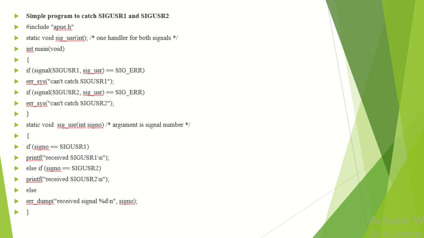When signal(SIGUSR1, sig_usr) is executing, sig_usr is the second parameter, and after that the returned value is compared to SIG_ERR. If it does not match, then it does not print can't catch SIGUSR1, and likewise for SIGUSR2. I think you got the idea behind this program, why this signal function is used. It just compares the handlers, it just gives the disposition of the previous handler.